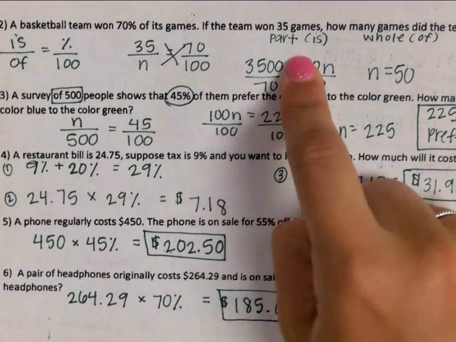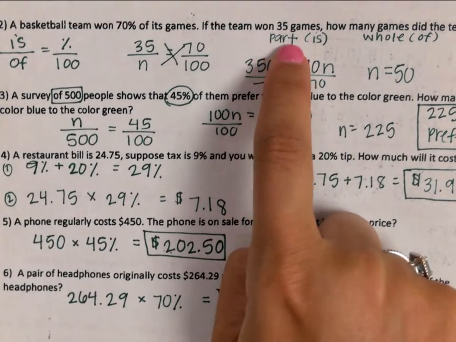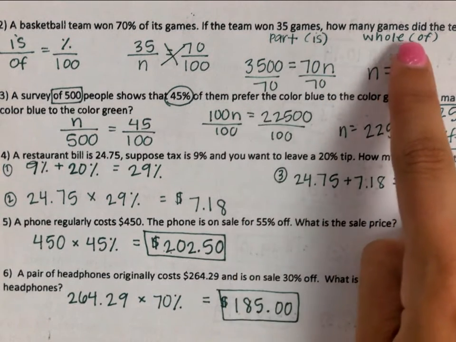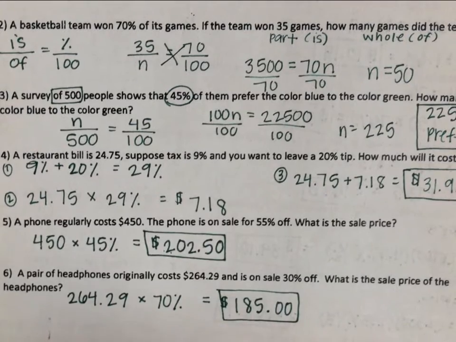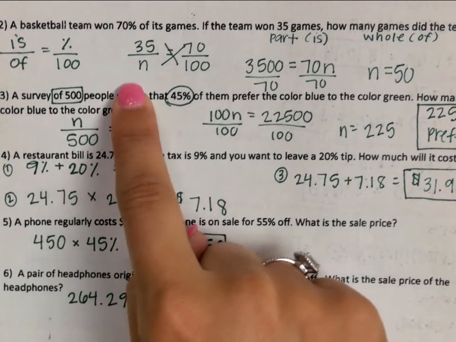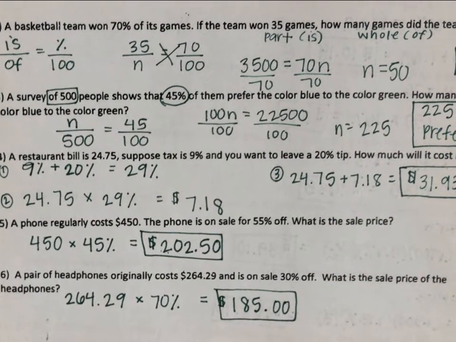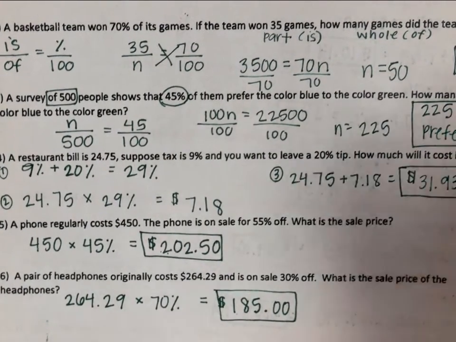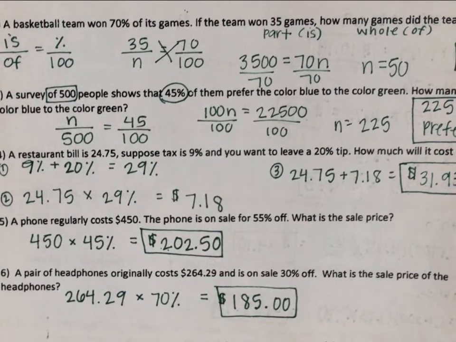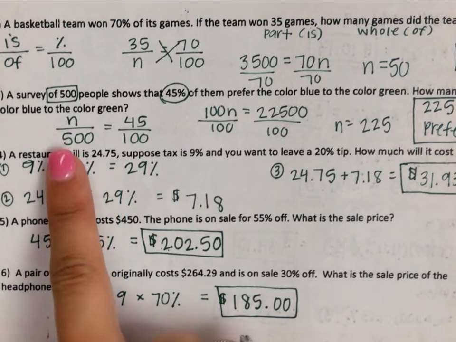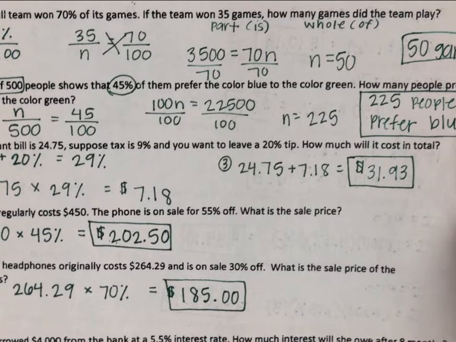The games that you win, that would be part of the games that you play, right? So the winning games would be your is, or your part. And then how many games total that you played, that would be the total, the whole. Okay. So it should be 35 over n equals 70 over 100. And then remember, you cross multiply and solve for your equation. Questions on that one? Number 3, you should have gotten 225 people prefer the color blue.